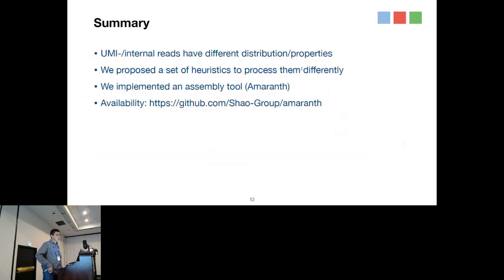All right, to summarize, we observed that in Smart-seq3 data, there is a big difference between UMI reads and internal reads, and they should be handled differently. We did that by adding very simple heuristics, and it seems to work on some preliminary results. And this is in progress, ongoing work.